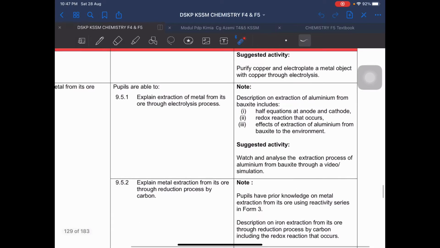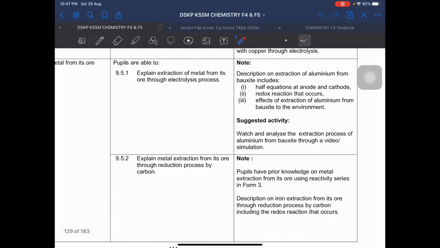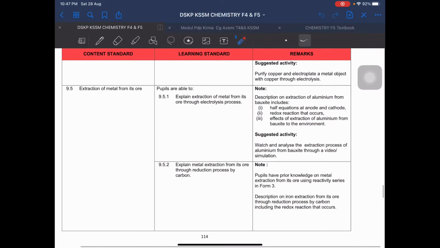Okay. Learning standard number 2, you are going to explain metal extraction from its ore through reduction process by carbon. You have prior knowledge already about metal extraction from its ore using reactivity series in Form 3. So you are going to learn a little bit deeper in this subtopic, extraction of metal from its ore. Okay, let's go to your textbook.